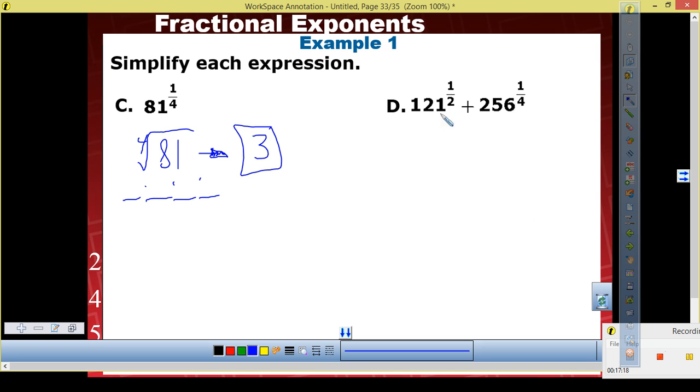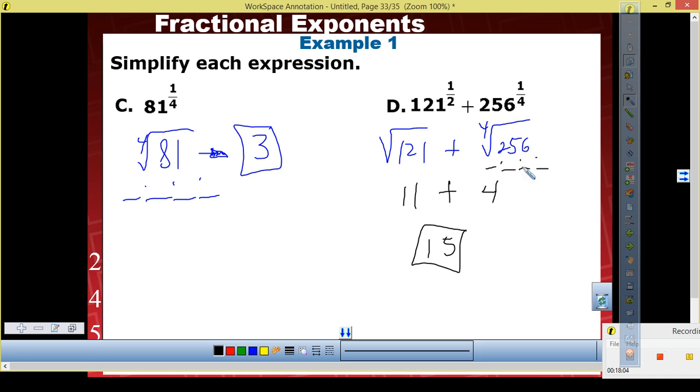All right. This one becomes square root of 121 plus 4th root of 256. So, what is square root of 121? 11, plus 4th root of 256. What number times itself 4 times gives me 256? Is it 4? 4 times 4 is 16. 16 times 16. Is it 256? Yes, it is. So this is 15. When in doubt, factor out. If you don't see it, you need to factor out the whole thing.